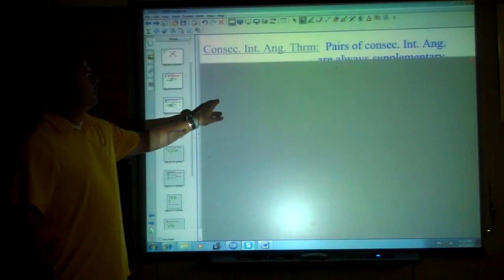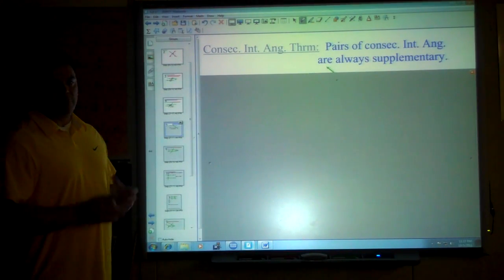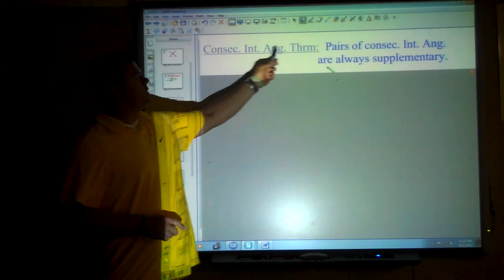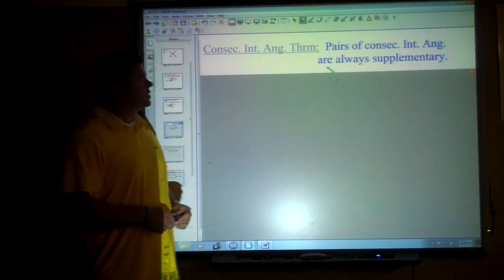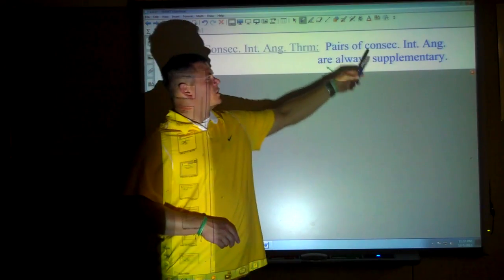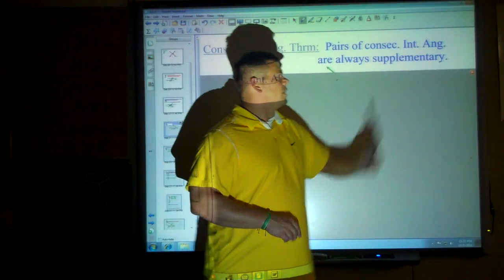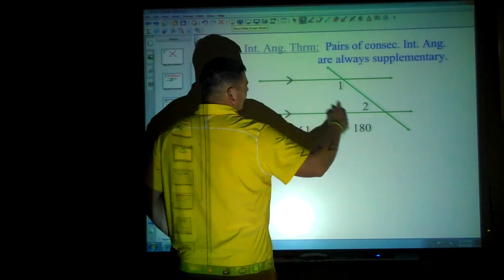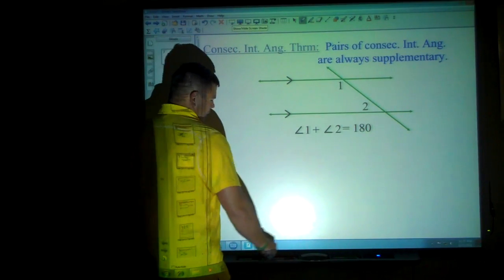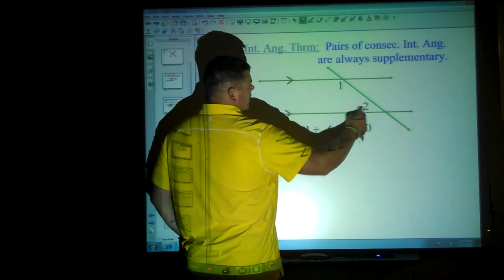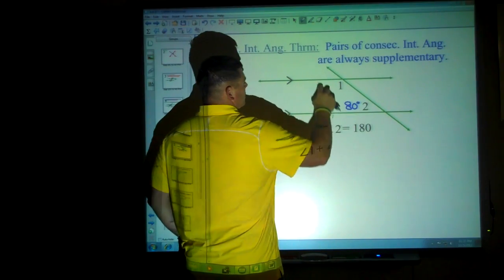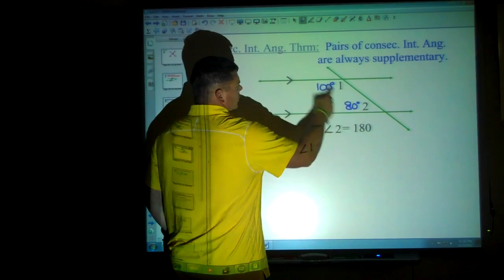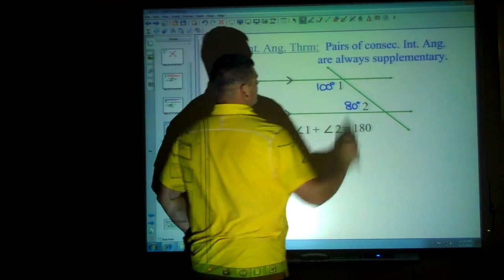Again, assuming we're dealing with these same parallel lines, now we have consecutive interior angles. If you recall, it's also known as same side. Then the pairs of consecutive interior angles are always going to be supplementary. They are not going to be congruent. It means that the two of them add together to make 180 degrees. Right? Maybe this one right here is 80, and maybe this one up here has to be 100. The two of them are going to add together to make that supplementary line.